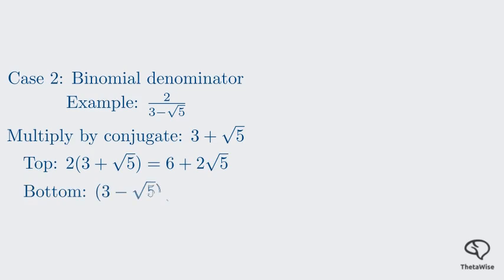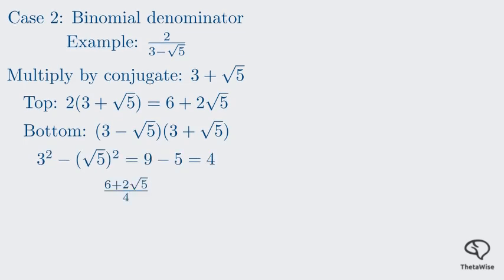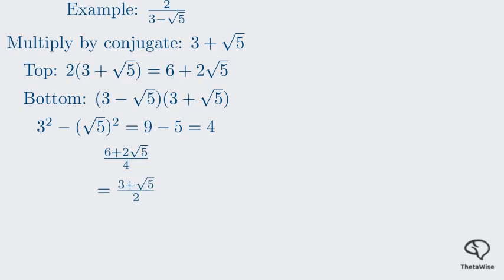The bottom is a difference of 2 squares. We get 3 squared minus the square root of 5 squared. The bottom becomes 9 minus 5, which is 4. Putting it together, we have 6 plus 2 root 5 over 4. We can simplify this by dividing every term by 2. Our rationalized answer is 3 plus root 5 all over 2. Mastering this conjugate method is key for higher-level marks.